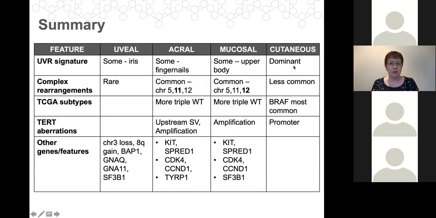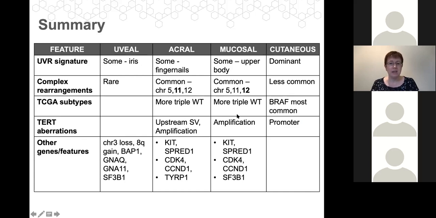The UVR signature is dominantly in the cutaneous melanomas, but is also present in subsets of samples, based on the primary site of the tumor, in the other subtypes. Complex rearrangements are rare in the cutaneous and uveal cohort subtypes, but they're common in the acrals and mucosals, particularly focusing on chromosomes 5, 11, and 12.